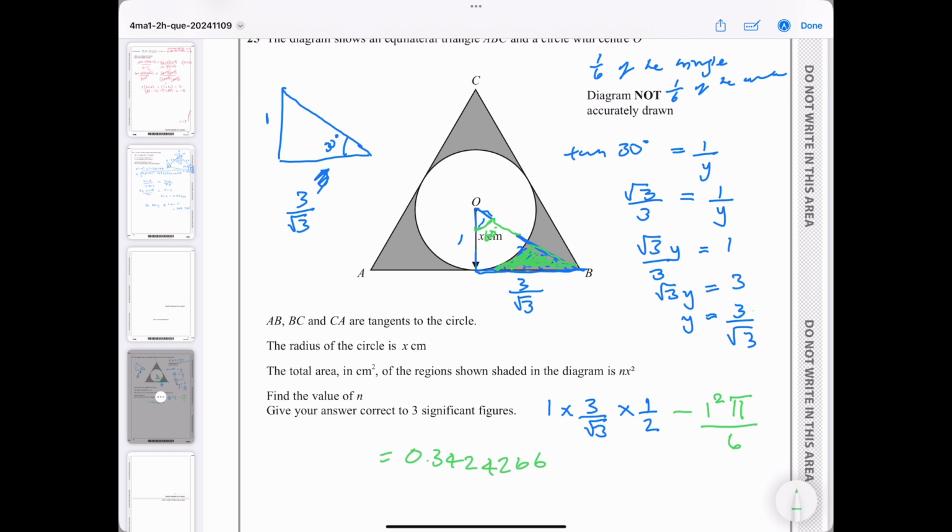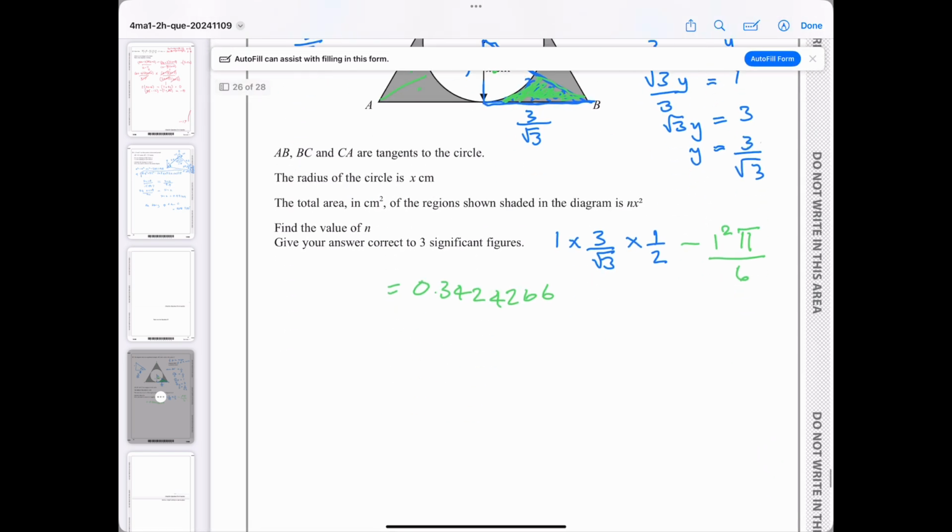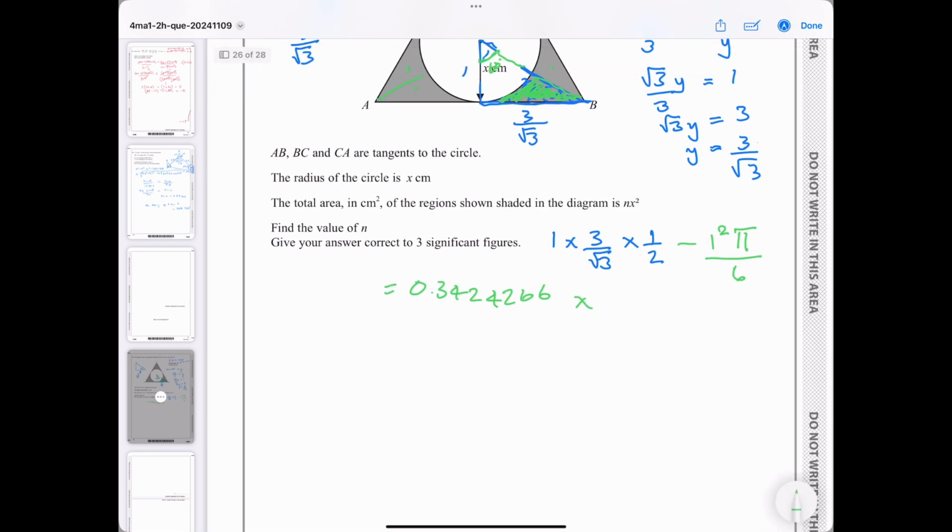And that bit is replicated here, here, here, here, and here. So if I times my answer by 6, I get 2.054559. But the point being, to three significant figures, it's 2.05. And that is what n equals.